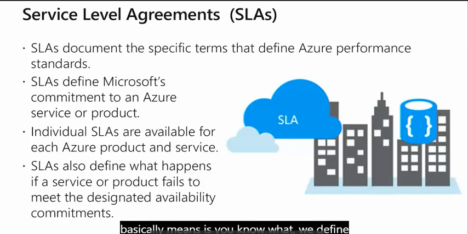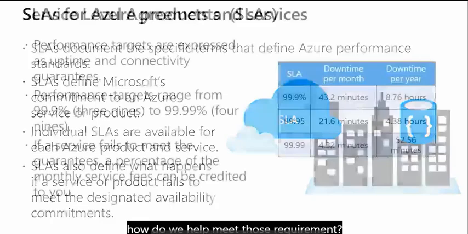And all this basically means is, you know what? We define how much guaranteed uptime you have for a product, and if we as a company don't meet that requirement, we're going to pay you back a credit. They're financially backed service level agreements, but it talks about how we define how things are going to be performant for you. So when you have outages, how do we give you credits? And trust me, here at Microsoft, we hate outages just as much as you do, and we work really hard to resolve them.